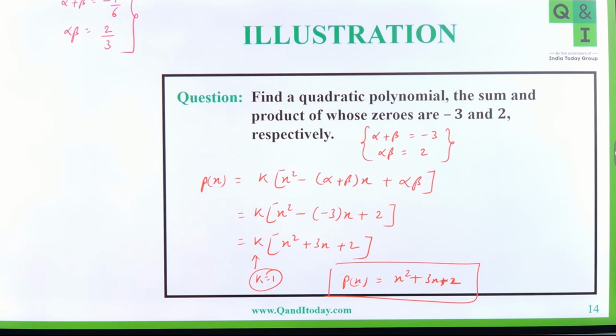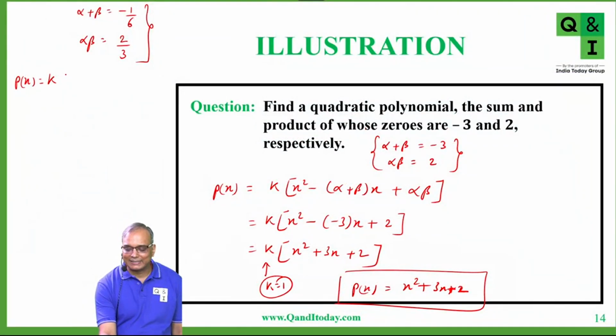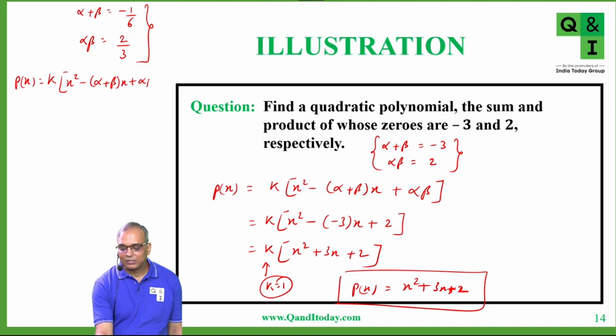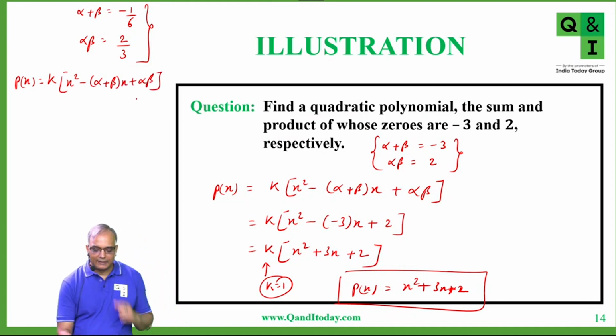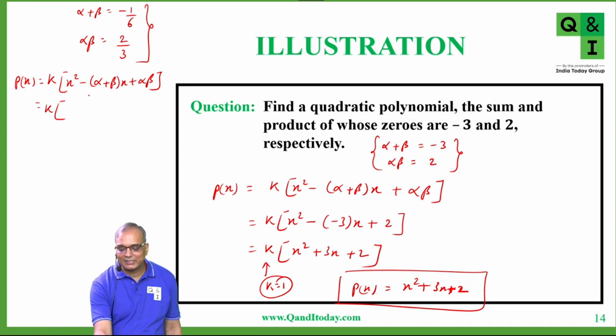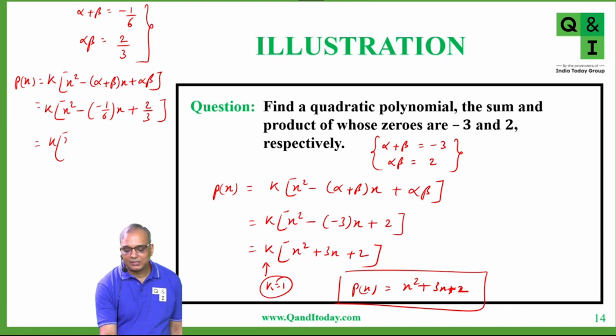So if you have to find the quadratic polynomial p(x), we will write this as k times x square minus the sum of the zeros, alpha plus beta, x plus alpha beta, right? So this is k times x square minus alpha plus beta, which is minus 1 by 6, so we'll put it here, minus of minus 1 by 6 x plus 2 by 3. So this is k times x square plus x by 6 plus 2 by 3.